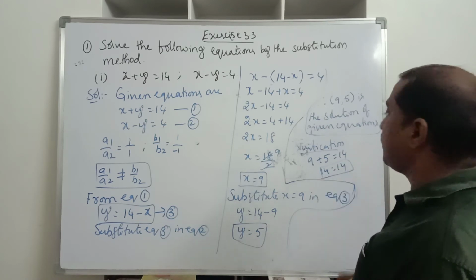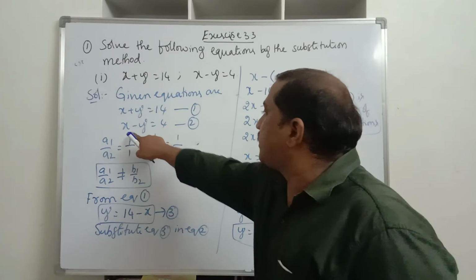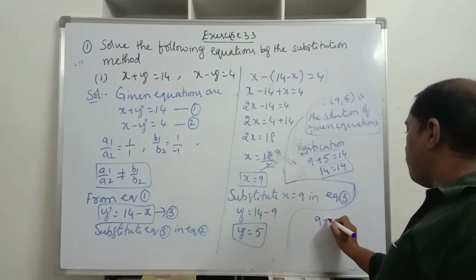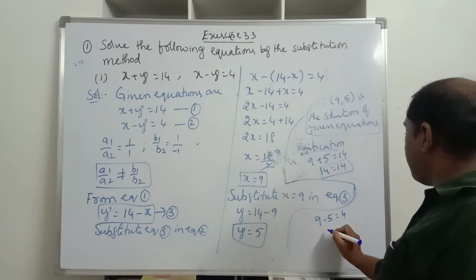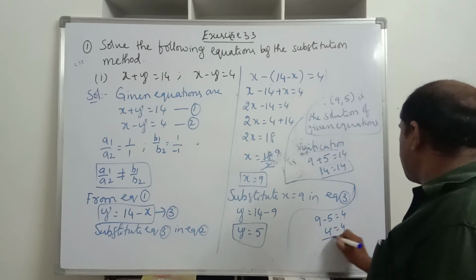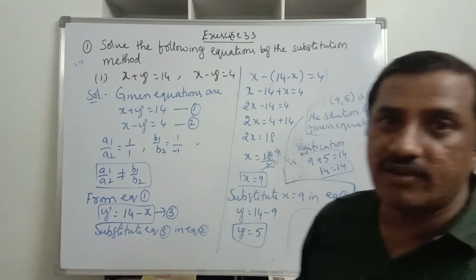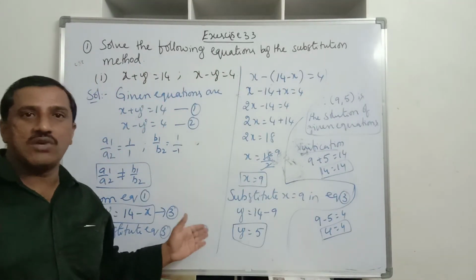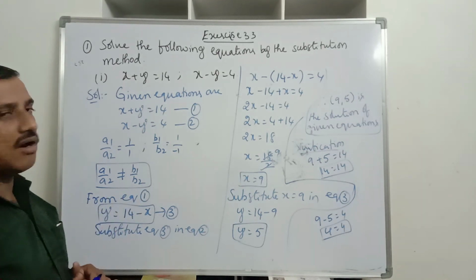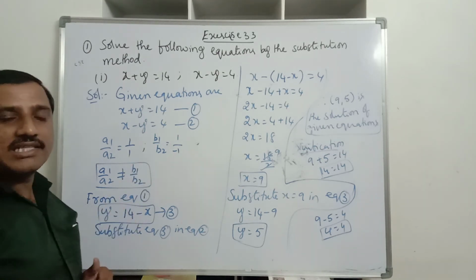So the first equation is satisfied. Second equation: x is 9 minus y is 5, that is equal to 4. 9 minus 5 is equal to 4. 4 is equal to 4. Hence it is verified. Like this you can verify whether the solution which we found is correct or wrong. So shall we discuss one more sum?